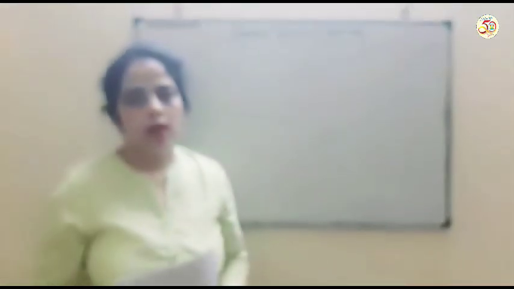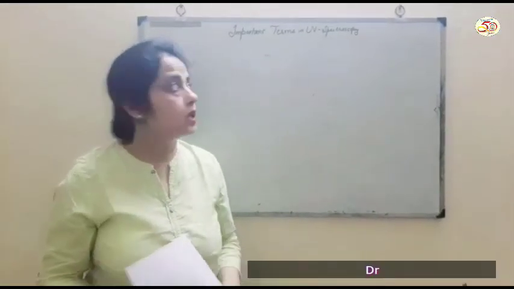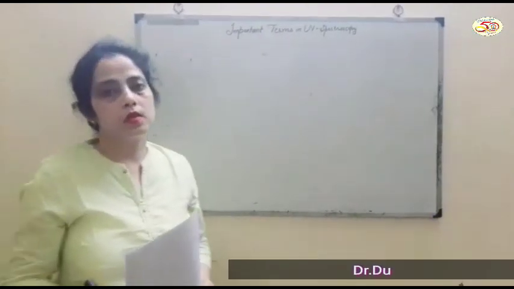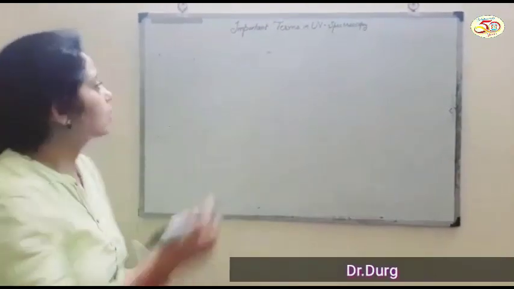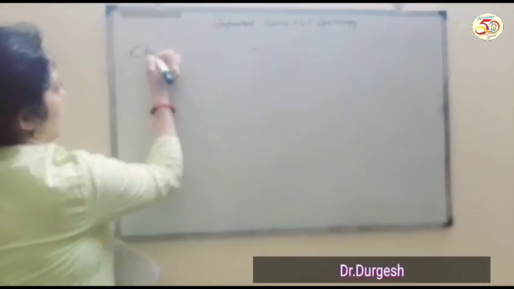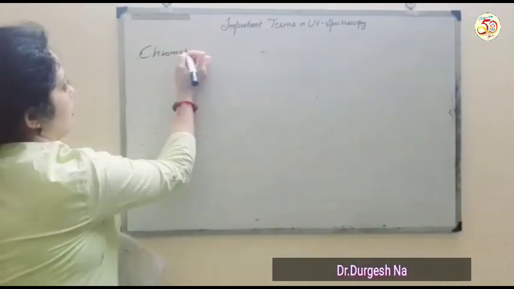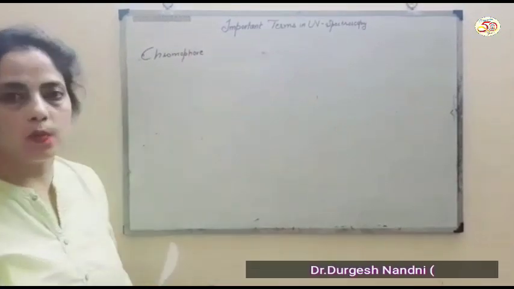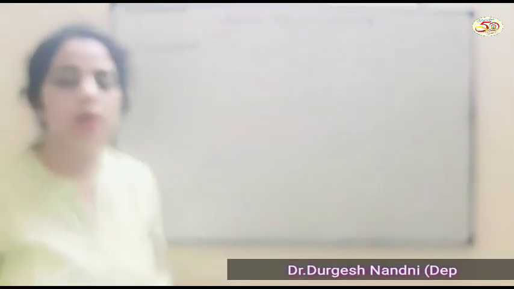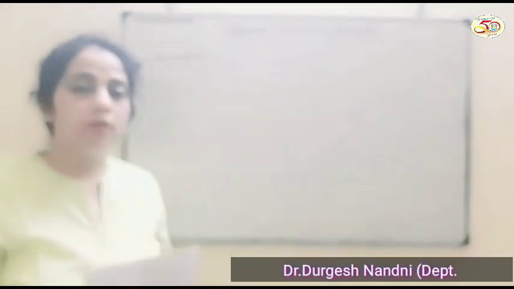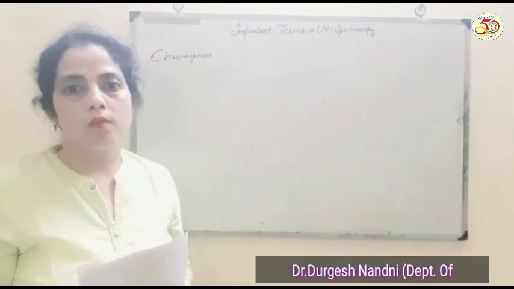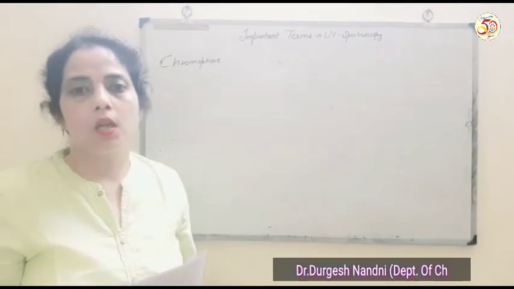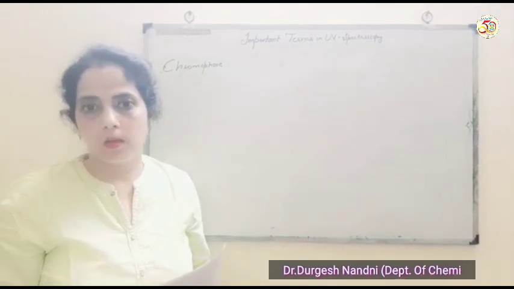Dear students, today we will study the important terms used in UV spectroscopy. Chromophore. What is a chromophore? A chromophore is a molecule or a functional group which absorbs electromagnetic radiation in the UV visible region.